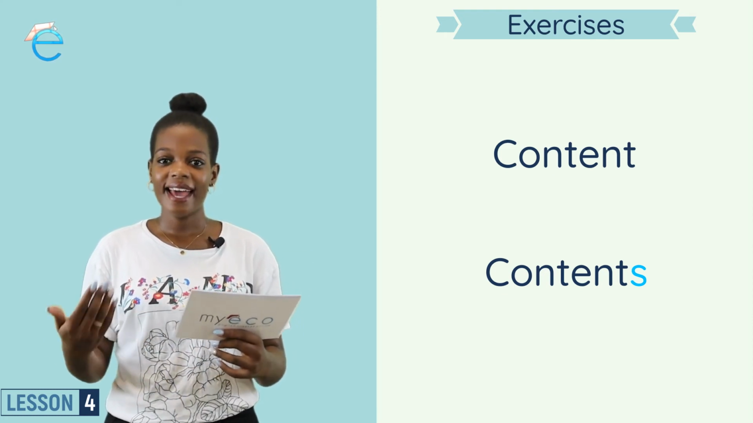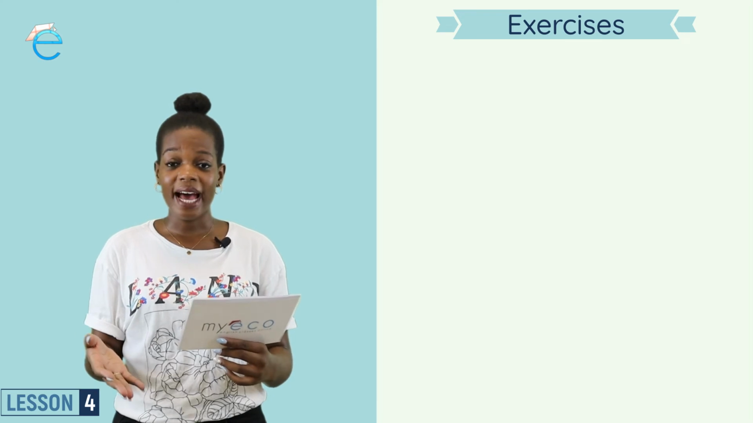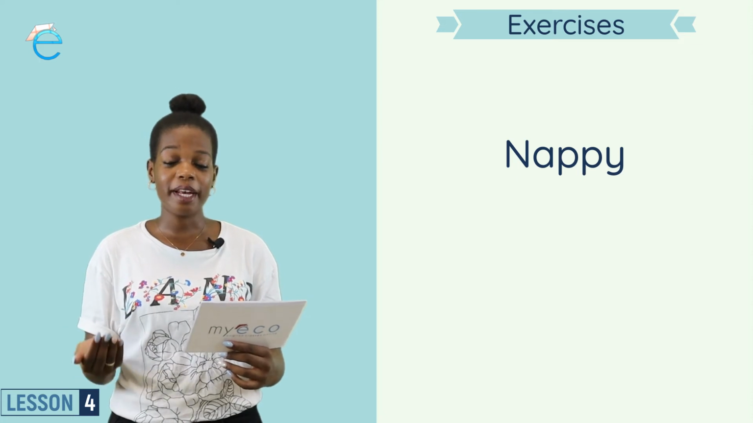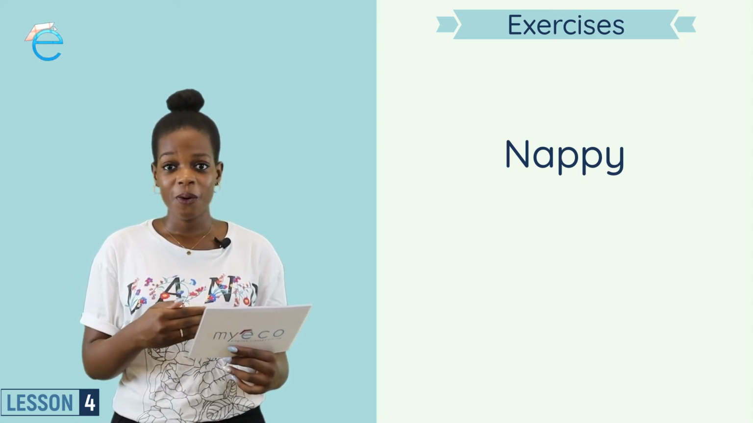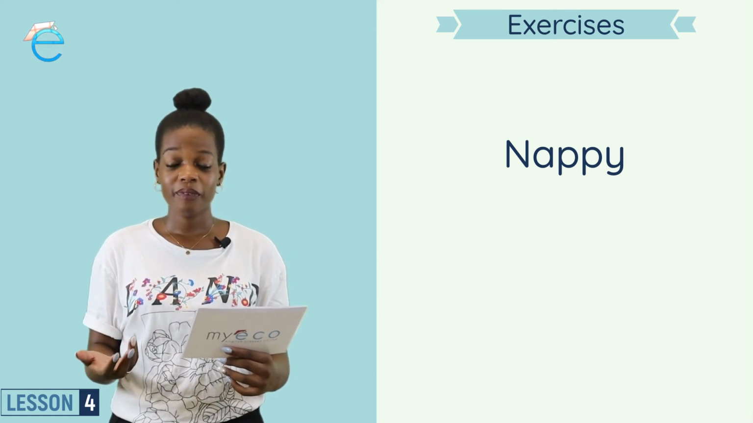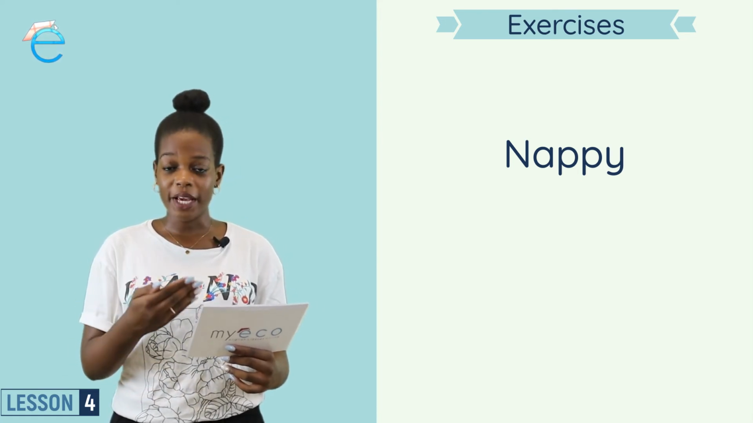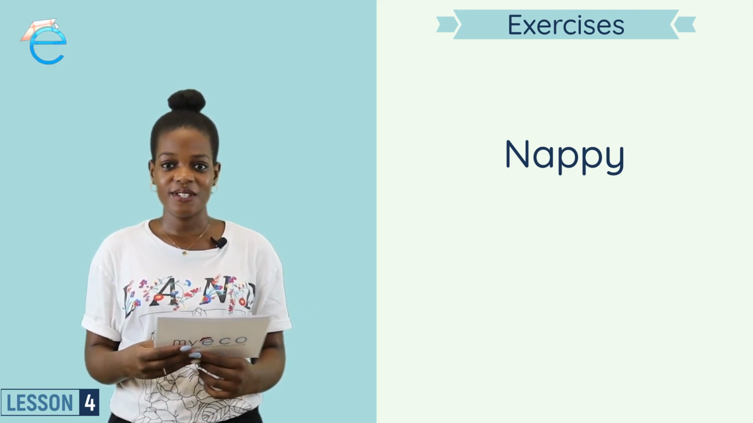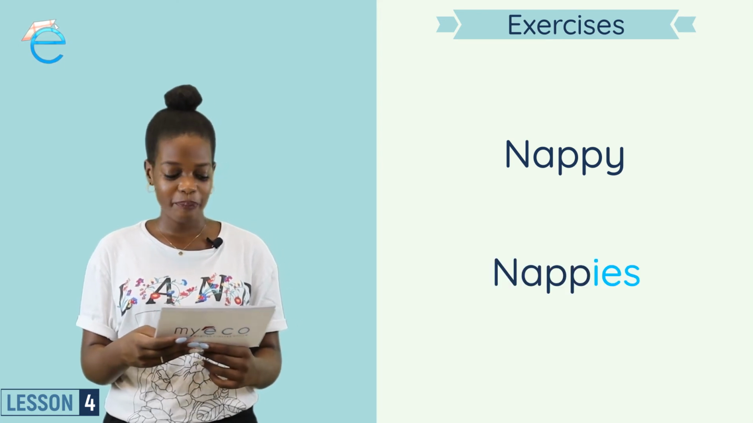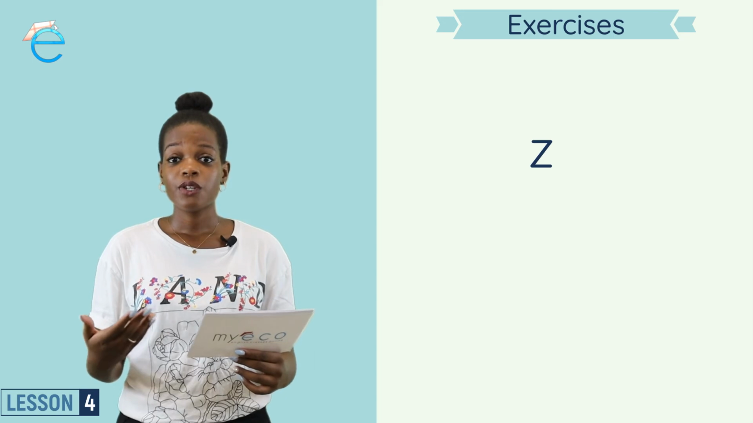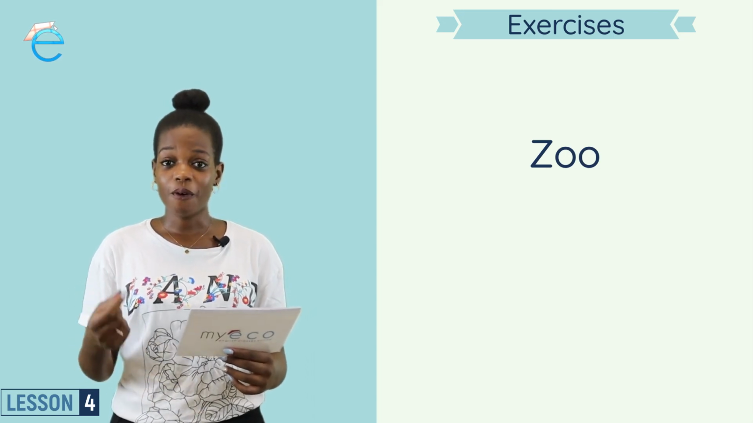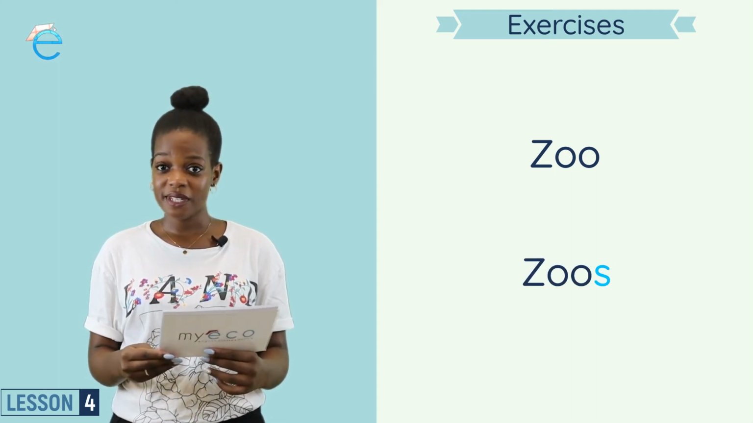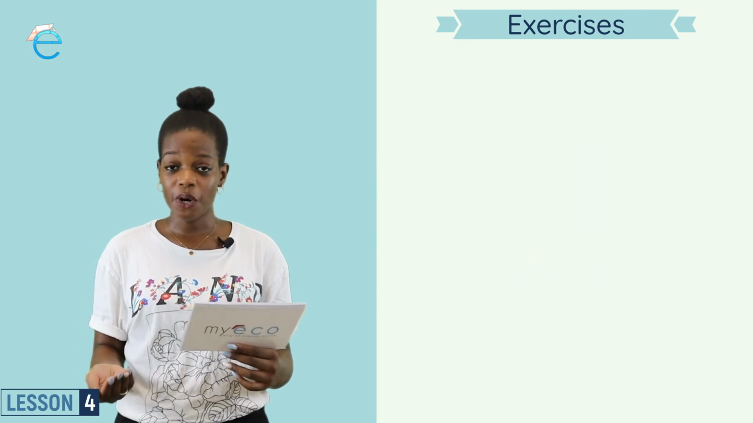We only add S. Next, we have nappy. Nappy ends with a Y, and before Y, I have P, which is a consonant. When I have Y and a consonant before, I change it to I-E-S. So, nappy to nappies. Next we have zoo. Zoo ends with O and before that has a vowel, so we add S. Zoo to zoos.